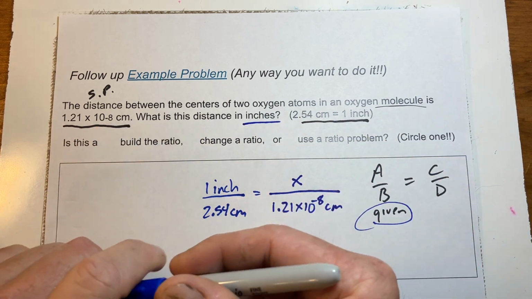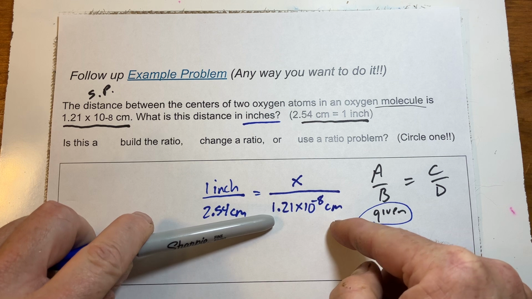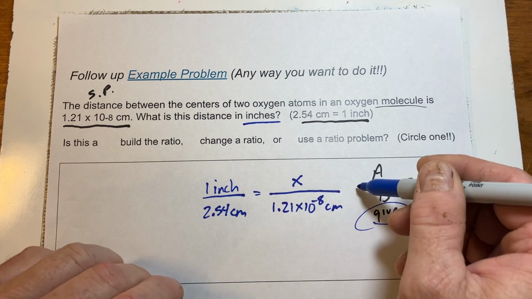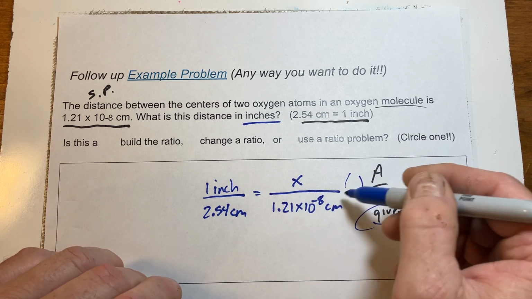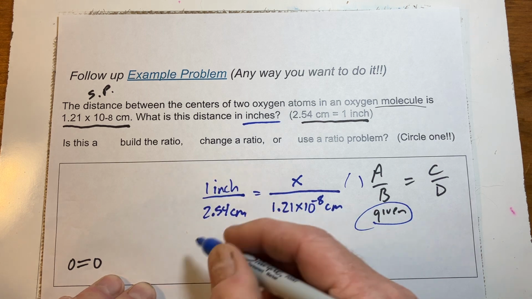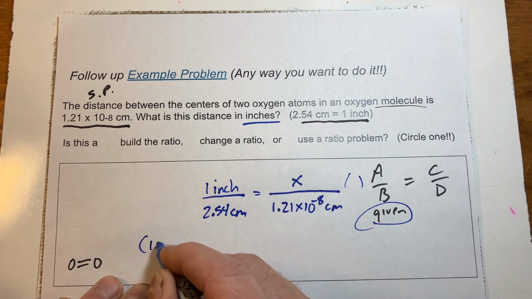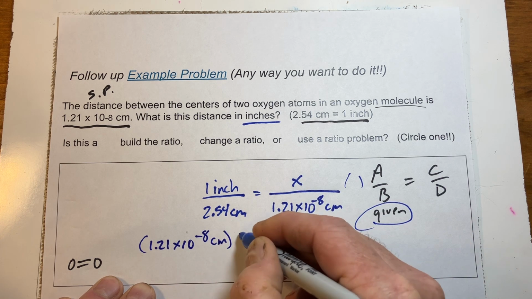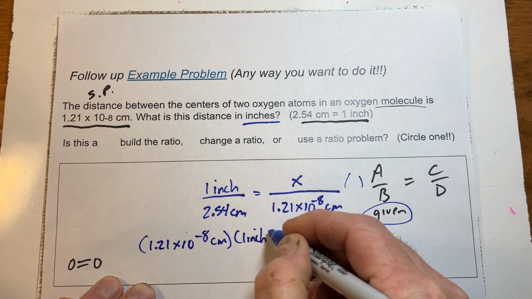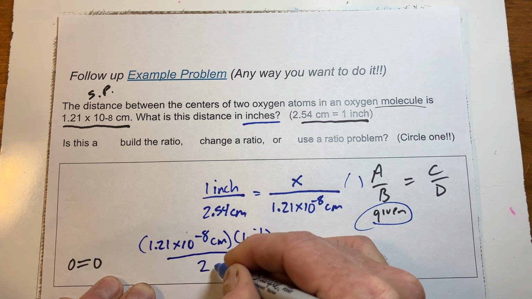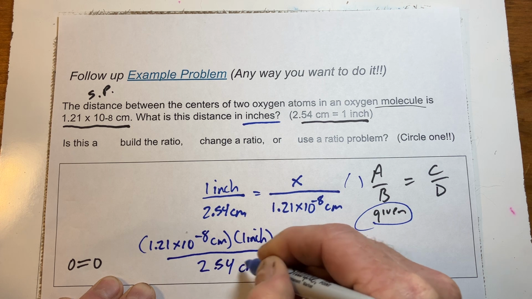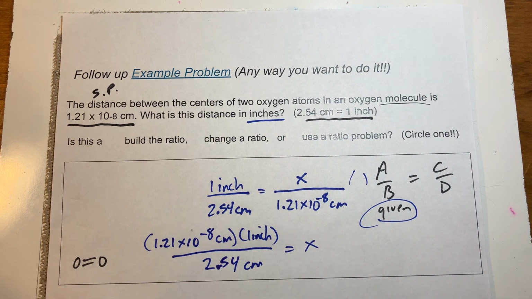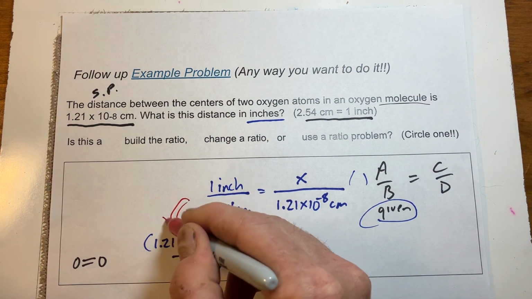Now, if we do the math, you should be able to take this number and move it to the other side by multiplying both sides by this number. If I put that number right here, it would cancel. But if I put it over here, I'm going to bring it on down, that'd be 1.21 times 10 to the minus 8 centimeters times 1 inch over 2.54 centimeters, still on the bottom, is equal to x. We've just rearranged this equation to isolate x.